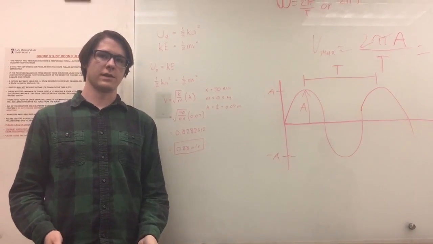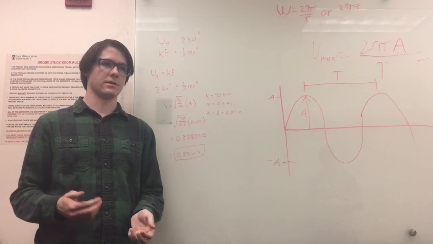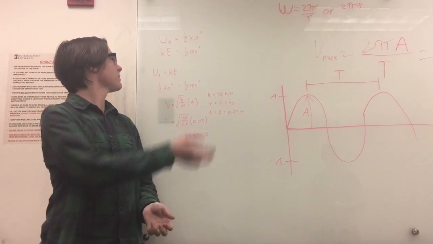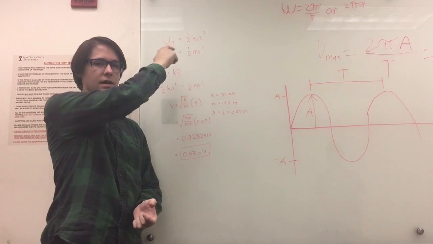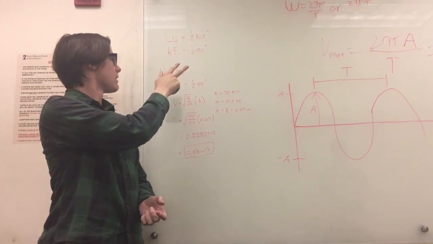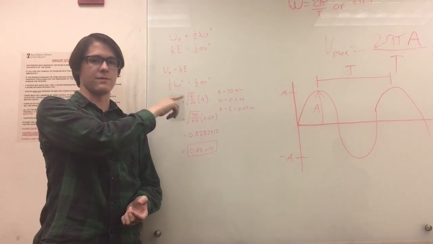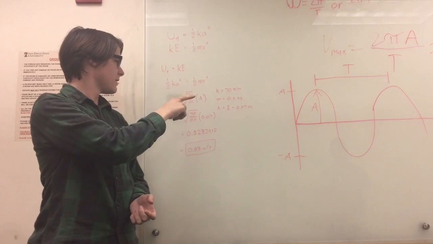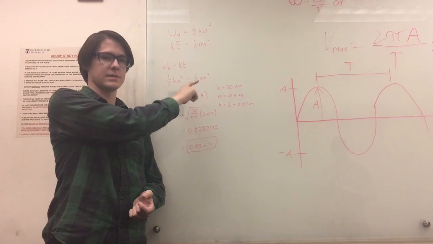So we're going to solve for the velocity when the spring oscillates. The spring always has potential and kinetic energy at some point in the system. The potential energy is 1/2 k A squared, and kinetic energy is 1/2 m v squared. The energies equal each other: 1/2 k A squared equals 1/2 m v squared. When we solve for v, we get v equals the square root of k over m times A.